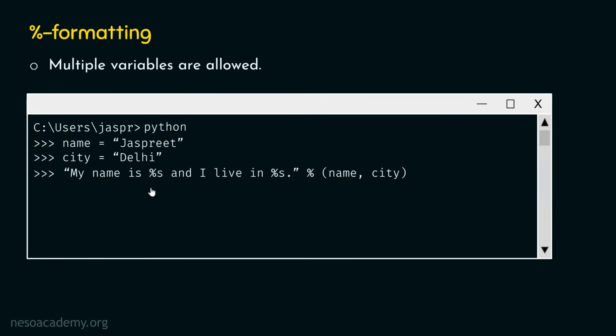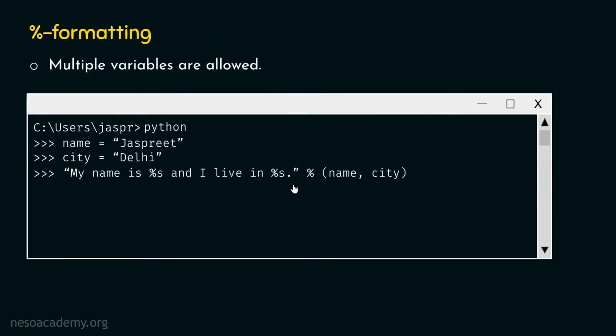Here we have two placeholders. We have this first placeholder %s here, and we have the second placeholder here. The first placeholder will be replaced by the content of this variable name, the content which is pointed by this variable. Name is pointing to the string Jasprit, so eventually this placeholder will be replaced by Jasprit. Similarly, this placeholder will take this string Delhi because we have provided city here as the second variable. I hope this idea is making sense.